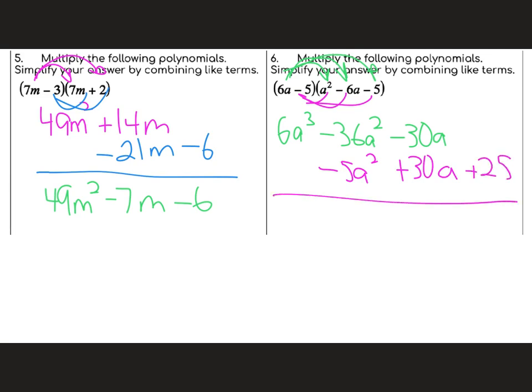Now I need to combine like terms. The directions do say, please combine like terms. So 6a cubed does not have any more a cubes. If it makes you happy to put 0a cubed, you may. Negative 36 and negative 5 is negative 41, and then keep the a squared. Negative 30 and 30 is 0, and then plus 25. You don't need that gap. I left that gap there just to show that the a's went away, and there's no longer any left.